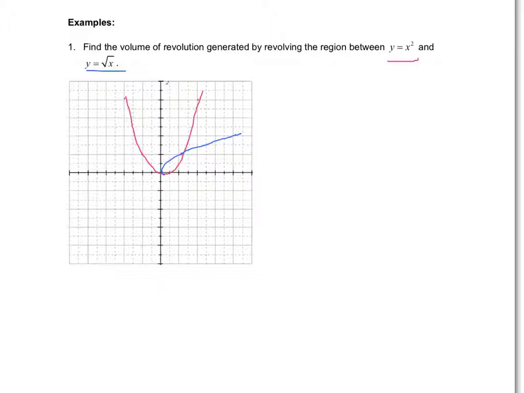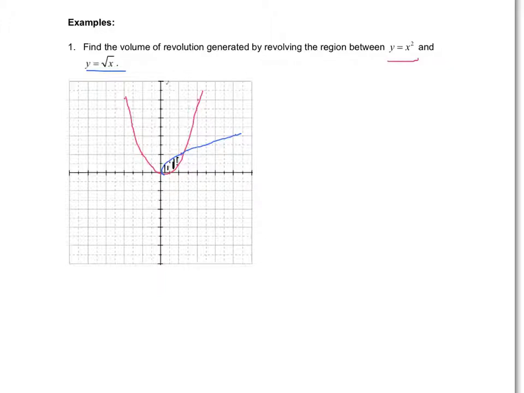Okay, so here I have drawn my parabola here in red, and I've drawn my square root function here in blue. And so the area that I'm trying to find is the area here in black between the two functions. Notice that my top function is root of x and my bottom function is x squared. So now I simply have to figure out where they intersect.